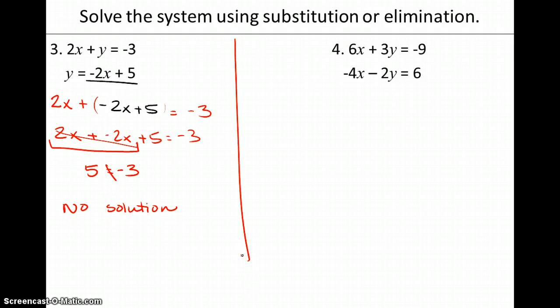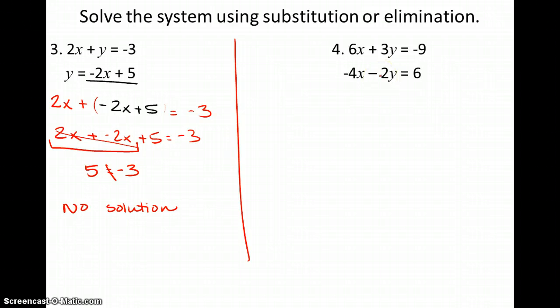Now, number 4 is a lovely review of 7.4 because I think it's going to be wise to do elimination for this one. I love substitution if I have a variable that doesn't have a number in front of it. I don't have it. So I don't want to solve for y, and I don't want to solve for x because this has a 6 in front of it and this has negative 4 in front of it. It's going to be a lot of drama for me.